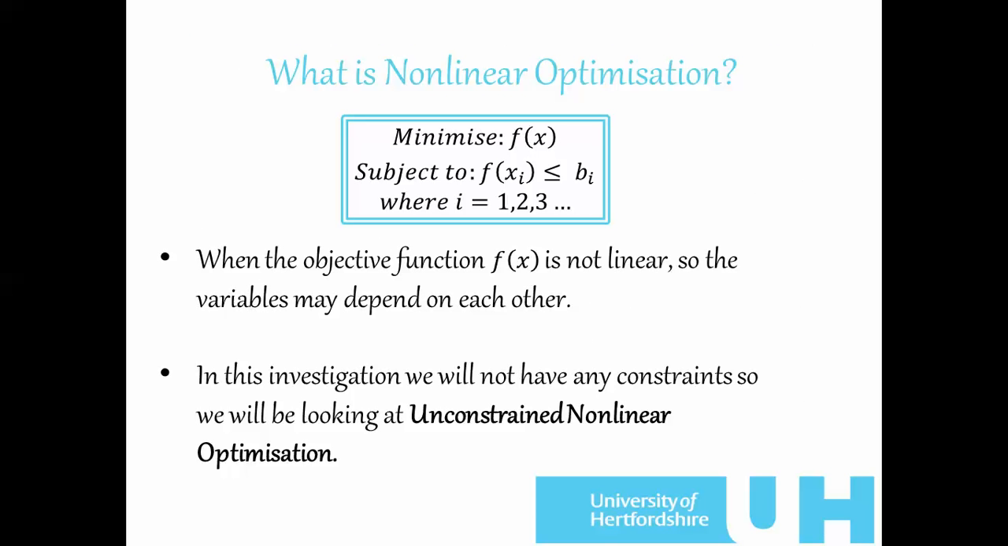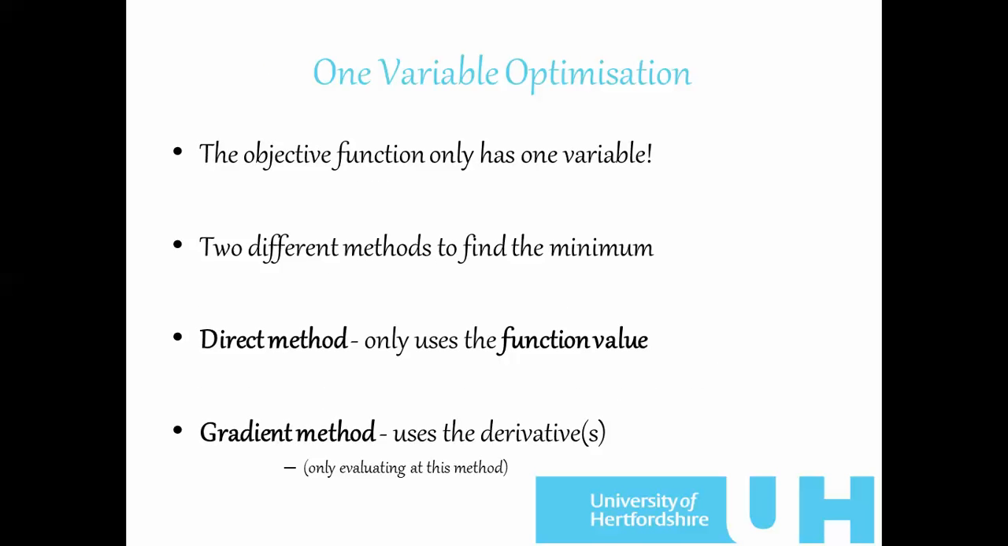So what is nonlinear optimization? This is our standard setup for a minimization problem. We have an objective function f of x, which for it to be nonlinear, it has to be a nonlinear function, so the variables may depend on each other. It's not a linear problem. And in this investigation, we have only been looking at unconstrained nonlinear optimization, meaning that we have no constraints on our objective function. So looking at one variable optimization, we only have one variable in the objective function, whether it be x or y or x1, it's only one variable.